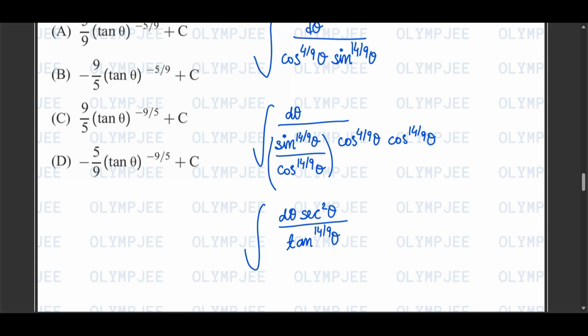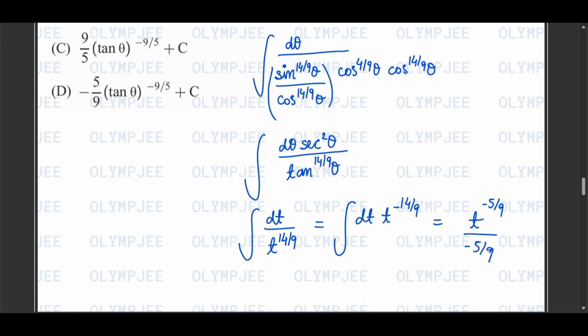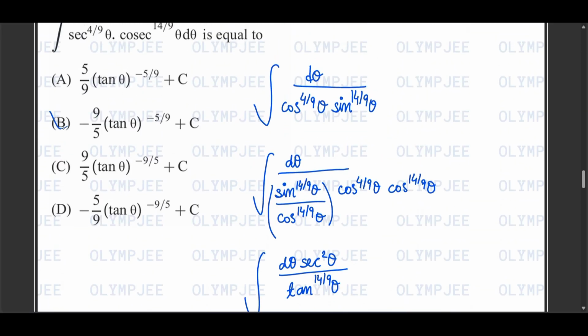So if I put tan theta as t, then the differentiation of tan theta is sec square theta. That's why we have converted into tan and sec. So dt by t raised to the power 14 by 9 we have to find, right? And this is very simple because this is dt, t raised to the power minus 14 by 9. This would be equal to t raised to the power minus 5 by 9 divided by minus 5 by 9, which will give us the answer as option B.